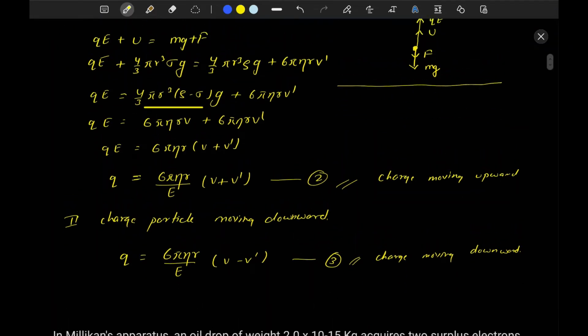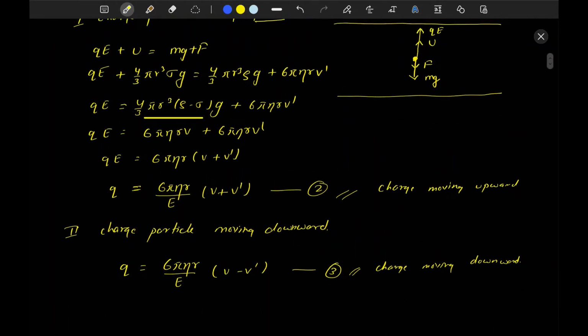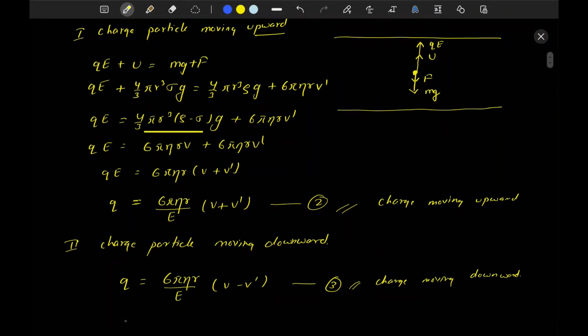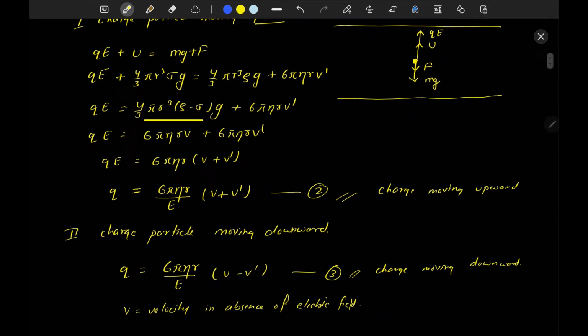And another important thing we need to consider: v is the velocity in the absence of electric field, and v dash is the velocity in the presence of electric field.